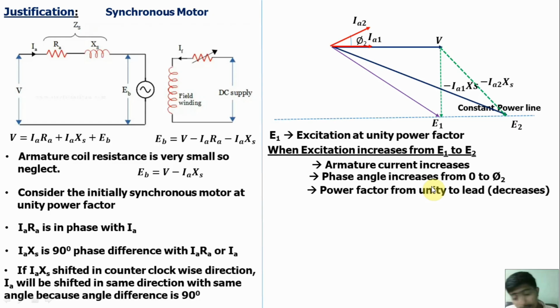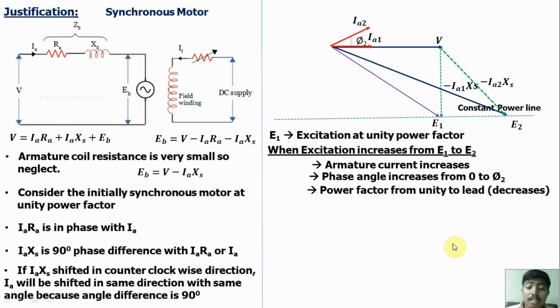For example, if the phase angle is 0, cos 0 is 1, so the power factor will be maximum. If the phase angle is maximum, 90 degrees, cos 90 is equal to 0, so the power factor will be minimum. So the phase angle and power factor are inversely proportional. If the phase angle increases, the power factor decreases. So the power factor decreases from unity to leading.